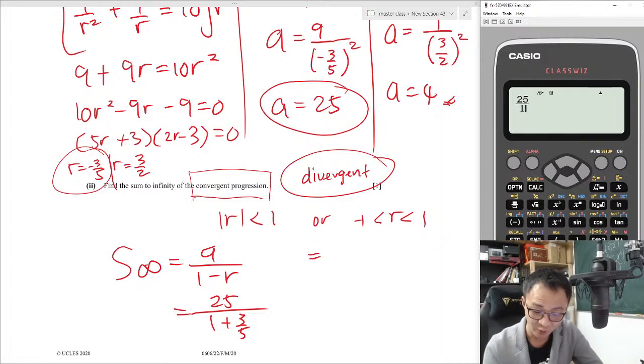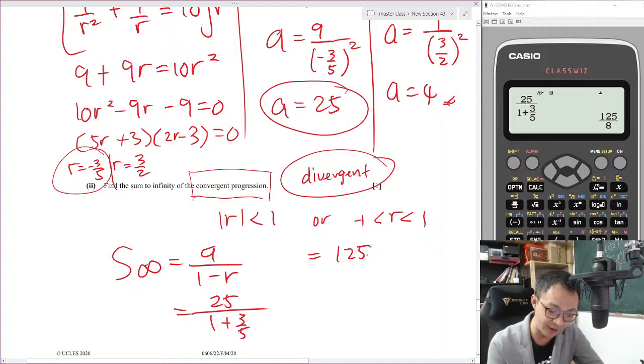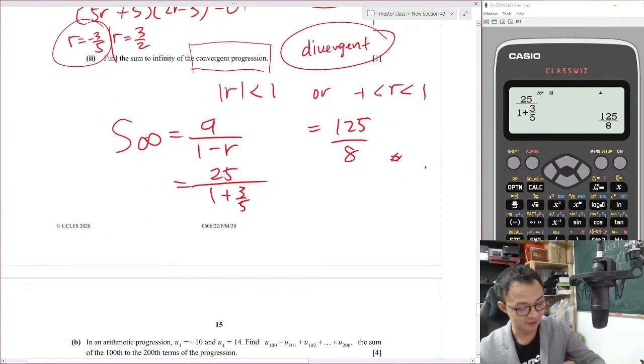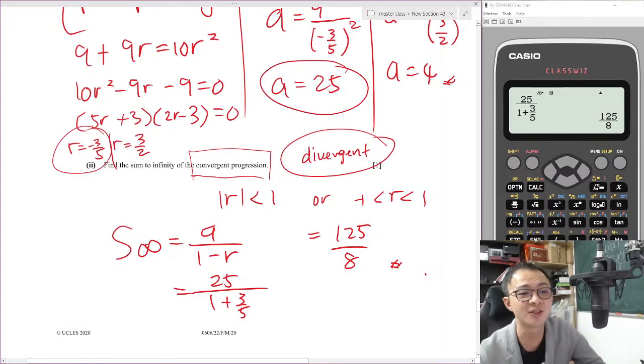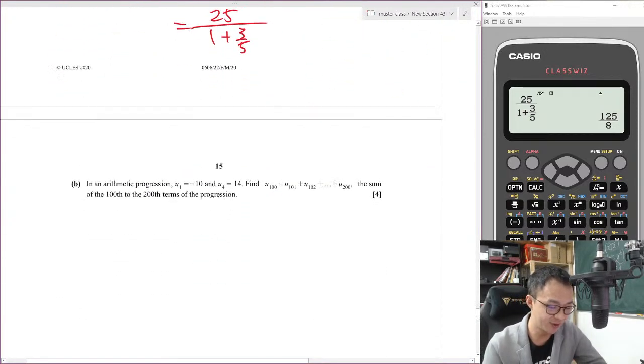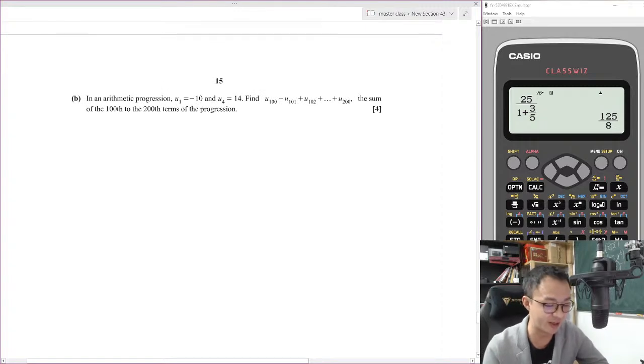25 over 1 plus 3 over 5. So you get 125 over 8. Then we're done. This is, still have one more. So you just remember what is convergent and divergent.